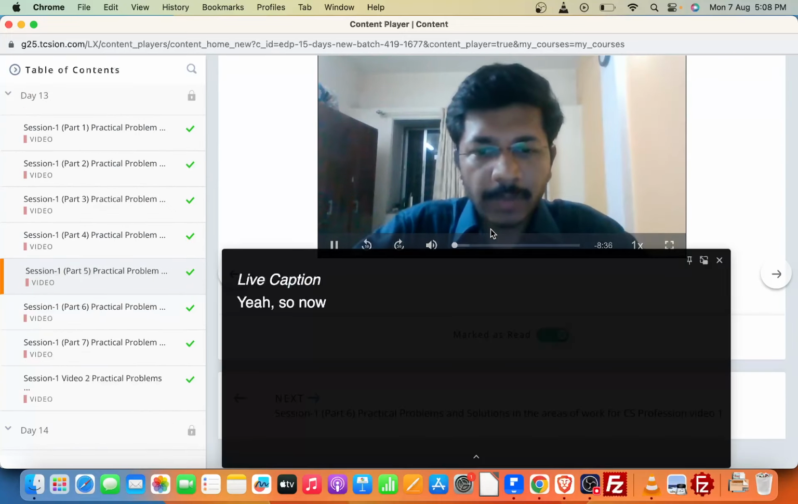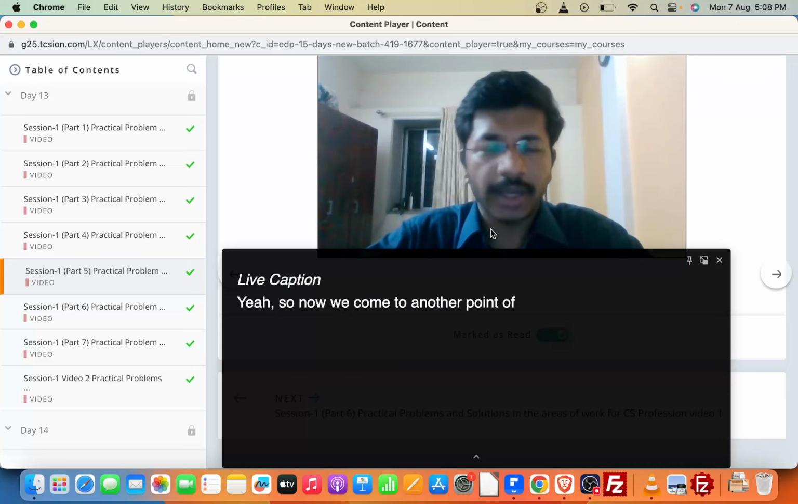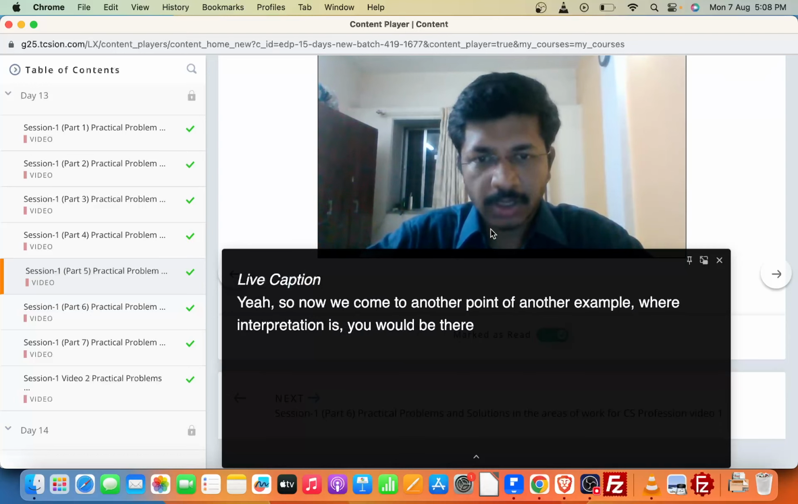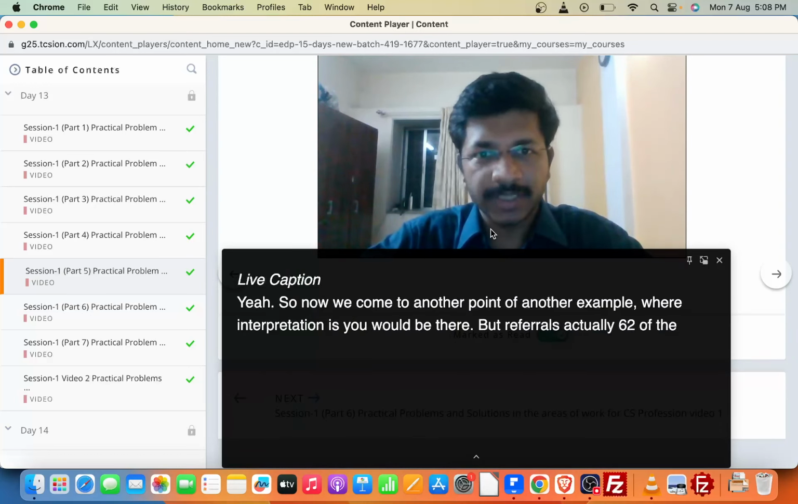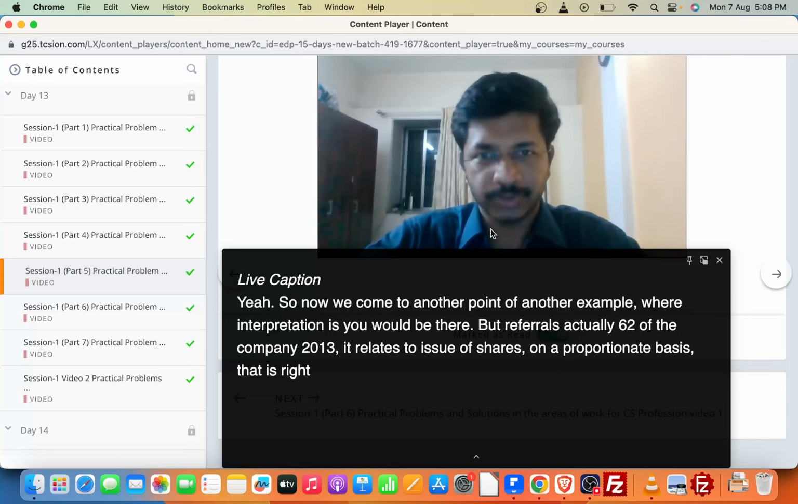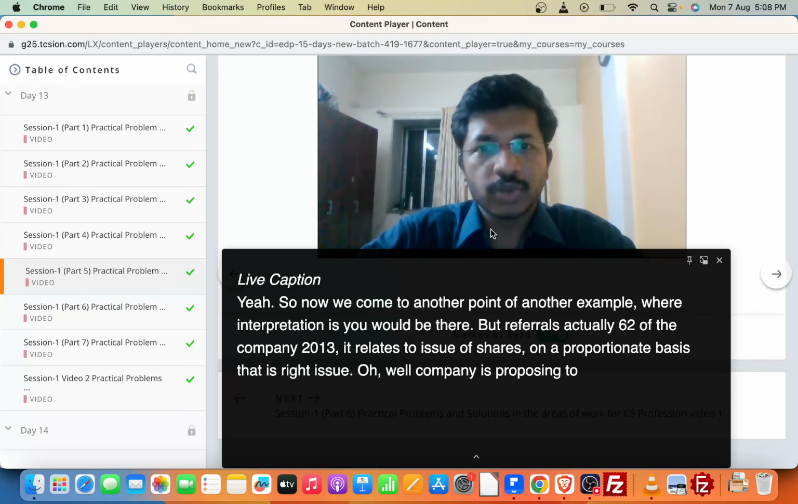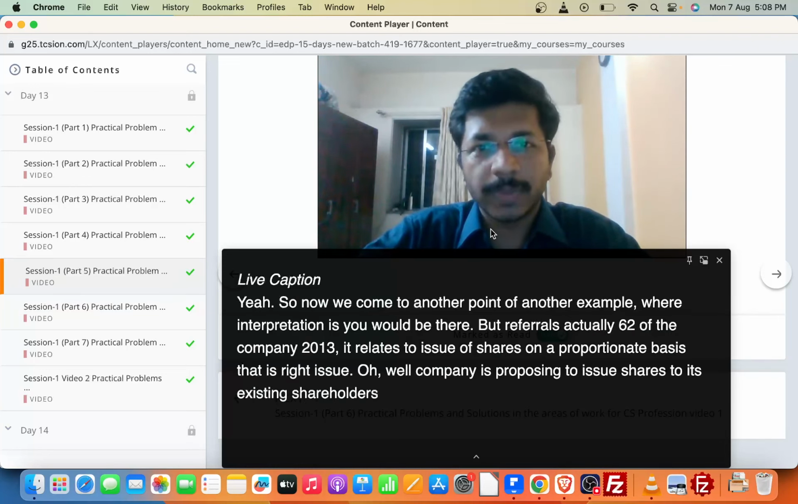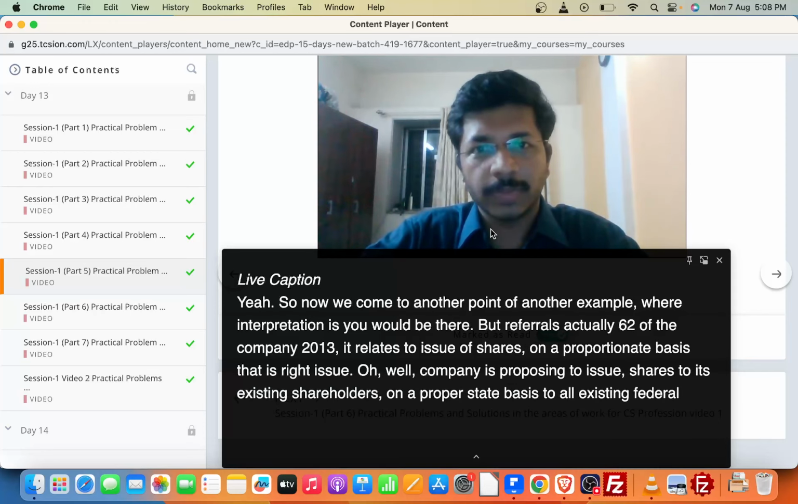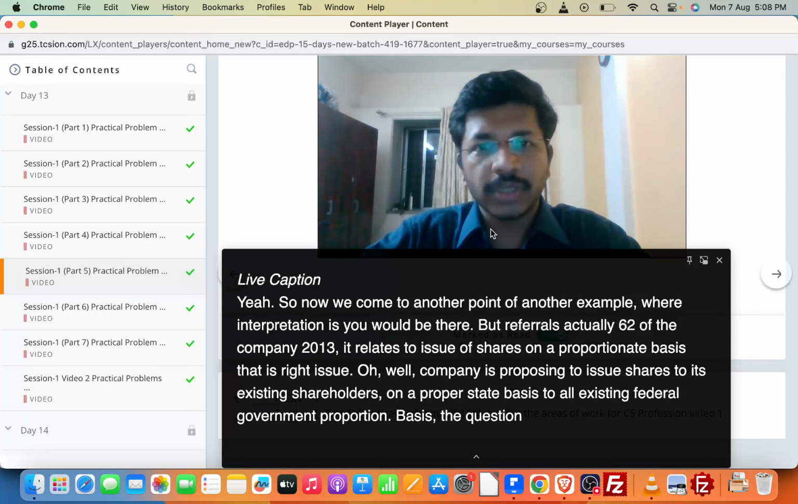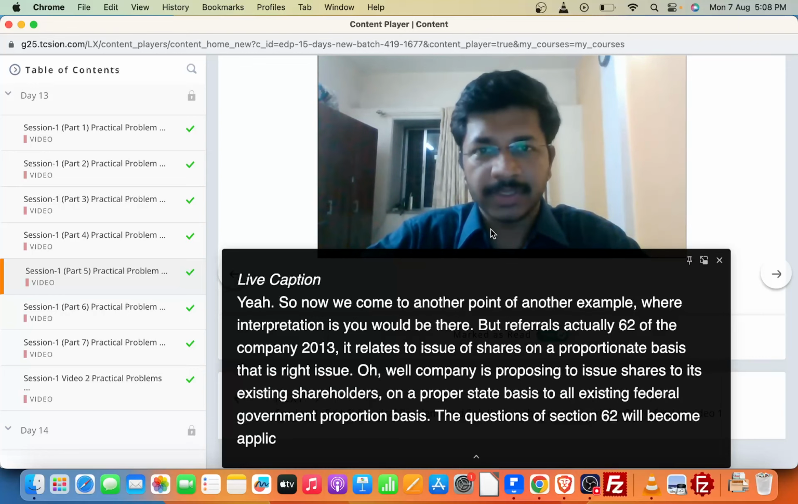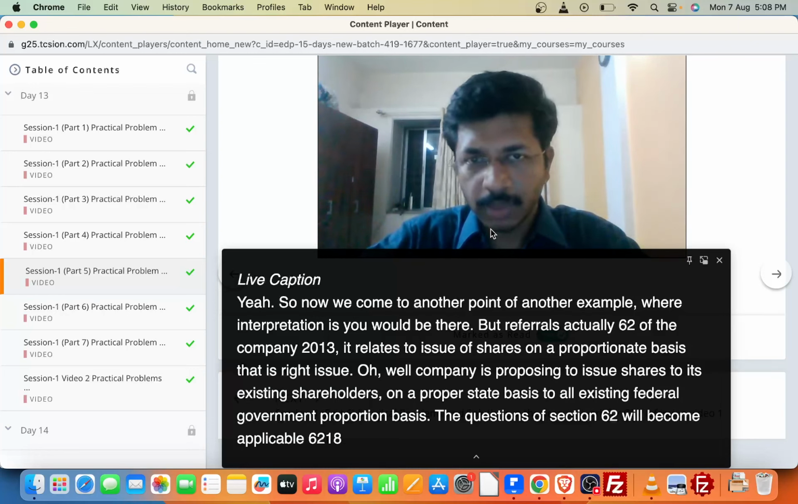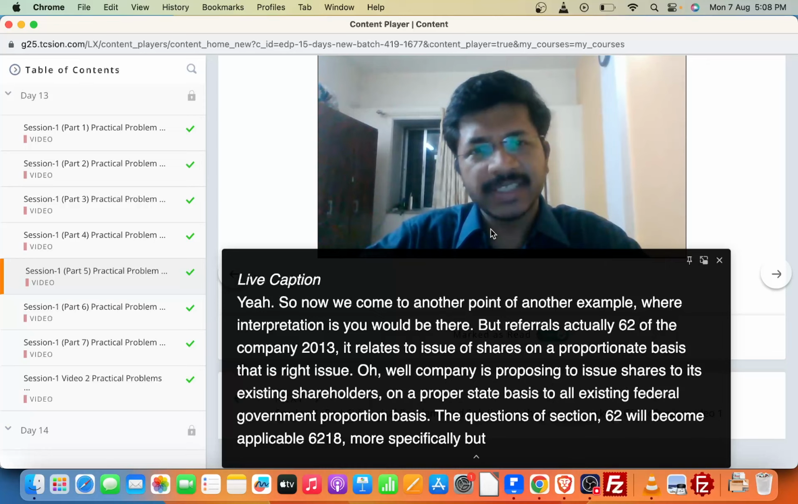Now we come to another example where an interpretation issue could be there. If you refer to section 62 of the Companies Act 2013, it relates to issue of shares on a proportionate basis, that is, rights issue. Whenever a company is proposing to issue shares to its existing shareholders on a proportionate basis, to all the existing shareholders, the provisions of section 62 will become applicable. 62(1)(a) more specifically. But just take an example.